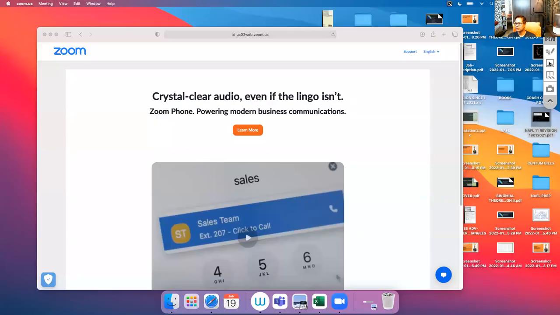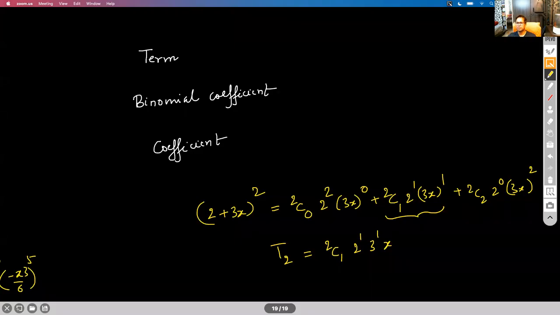Getting my point? Just give me a second. I think the screen would have got unshared. Just give me a second. Yeah. When power goes off, normally the screen gets unshared.